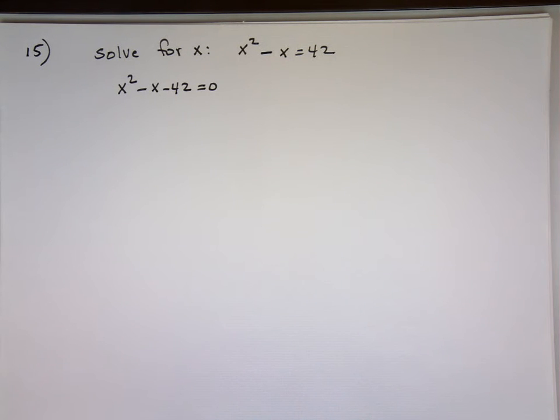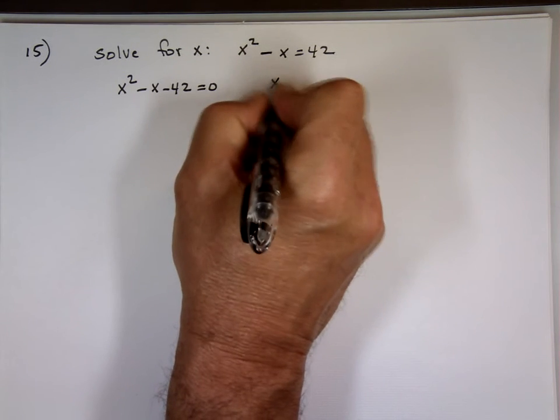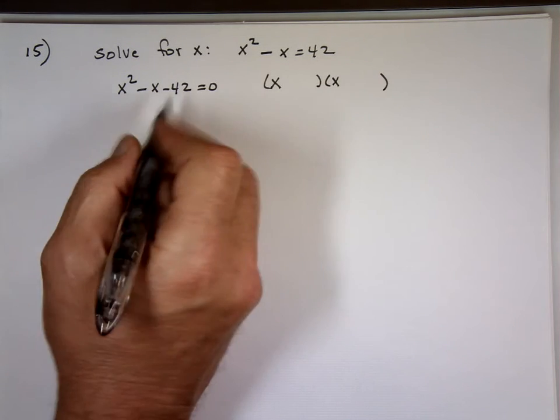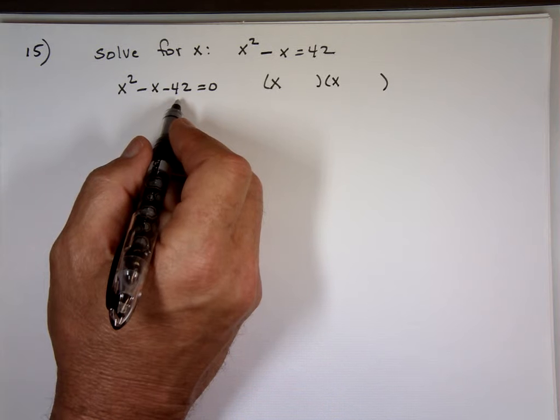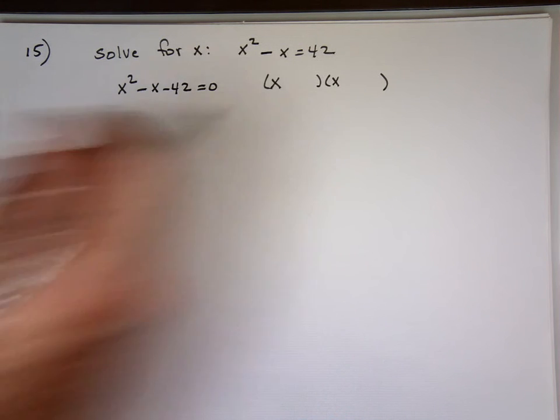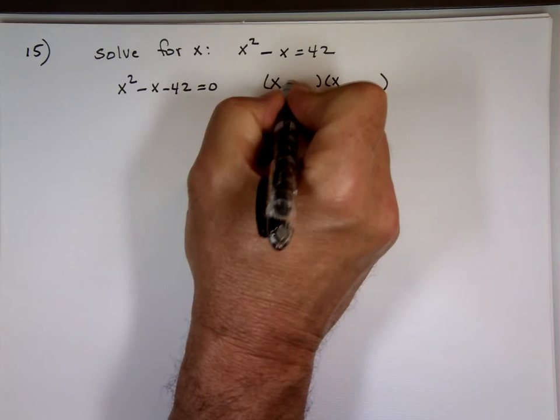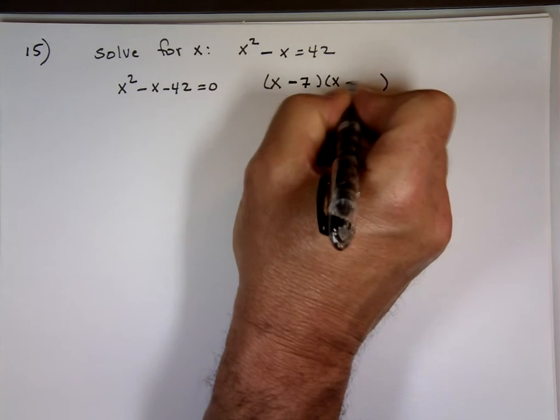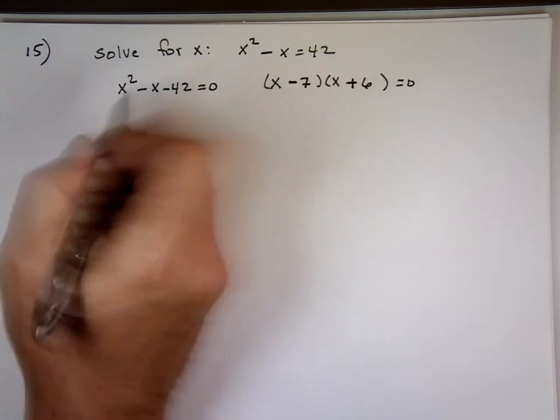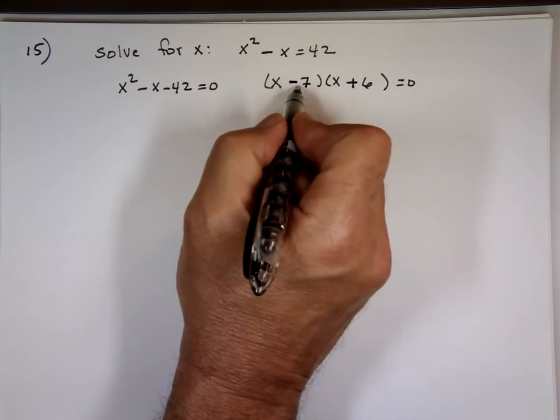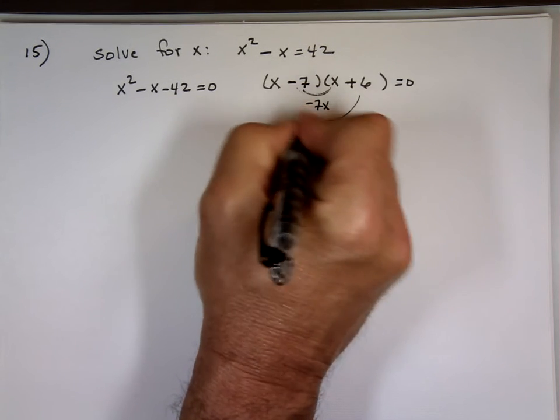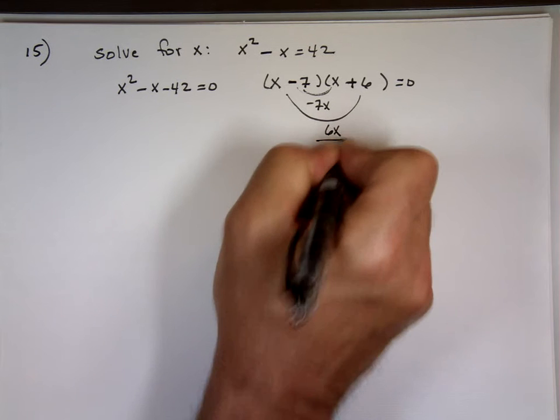Factor completely. X squared is x and x. And 42 is what? 6 times 7 is 42. So that's a negative 7, positive 6, because you want the sum to be minus 1x. Notice, that's negative 7x, that's plus 6x. The net result is minus 1x. That's what you want it to be.